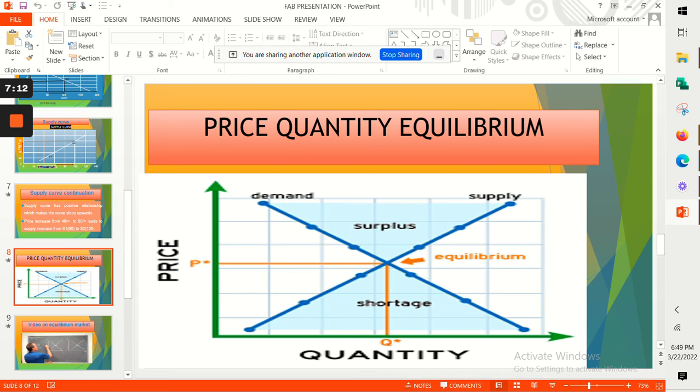Now that is a good summary of demand and supply and equilibrium, and we can now see what happens in the market. When the demand is more than the supply, we say there is a shortage in the market, and when supply is more than the demand, we say there is a surplus in the market.